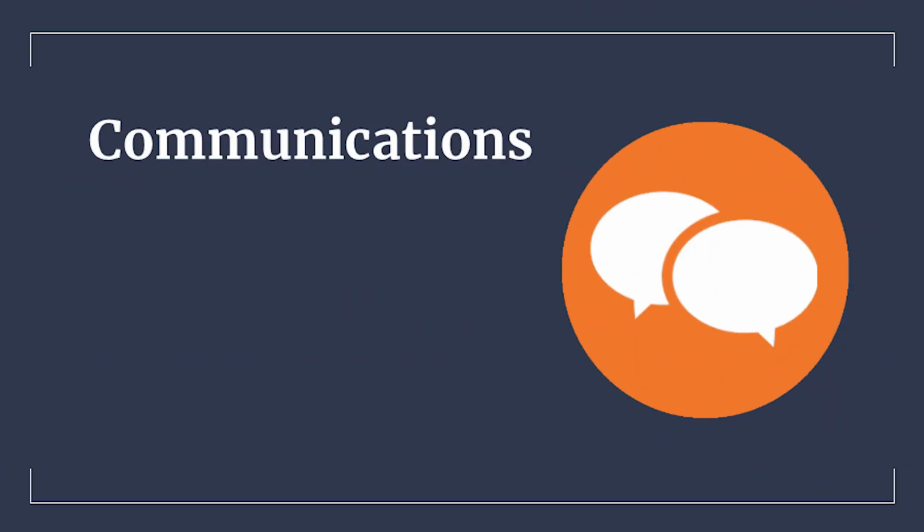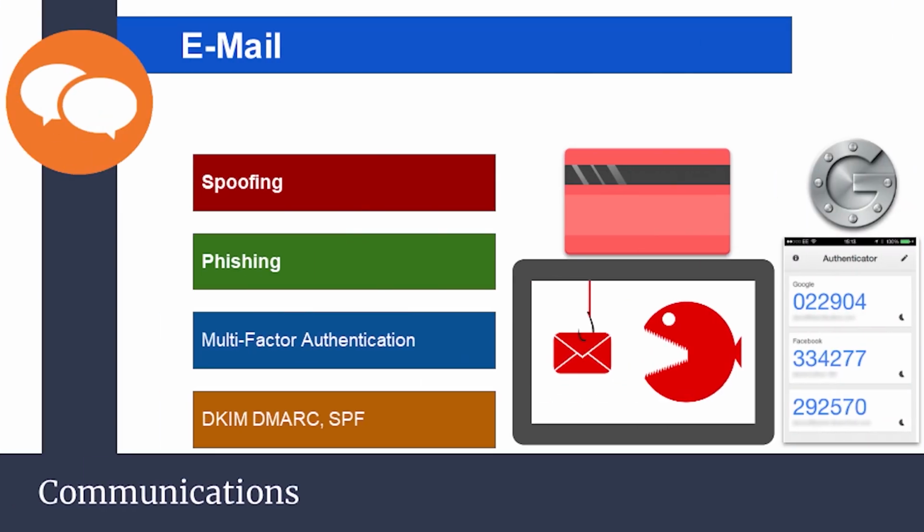In this section, we're going to talk about communications and some of the vulnerabilities that come with it. It's so important that we address the #1 way that threat actors attack your organization. I would argue that email is that #1 favorite vector of attack. Spoofing and phishing are two of the methods of choice that threat actors use for email attacks.